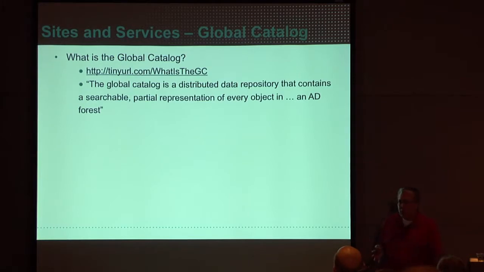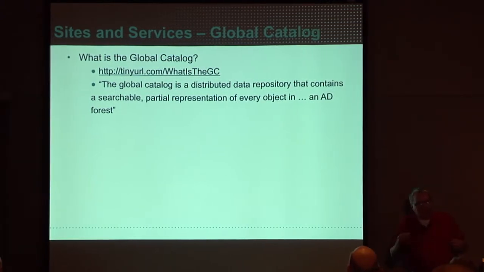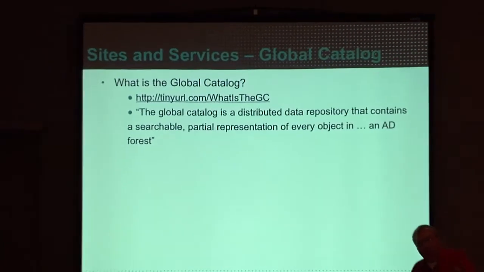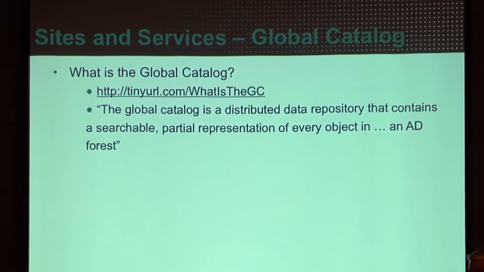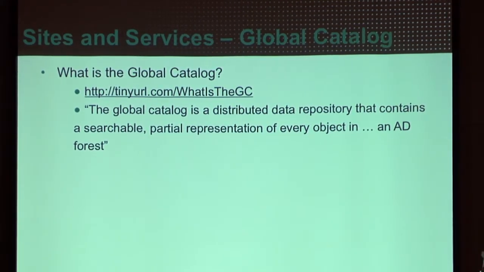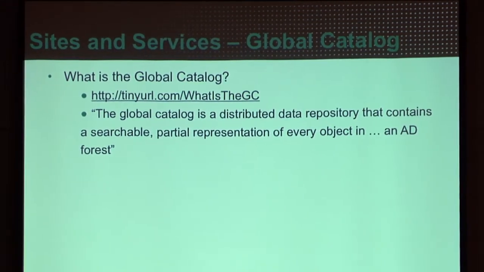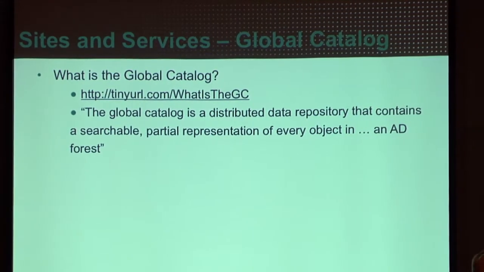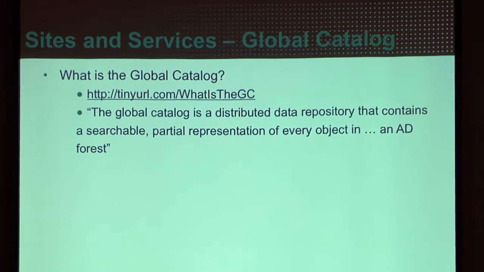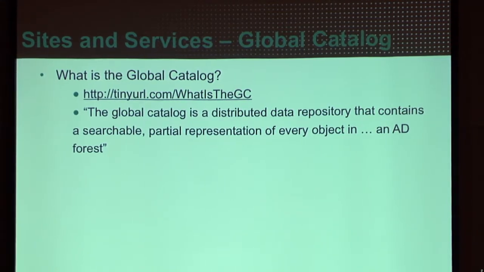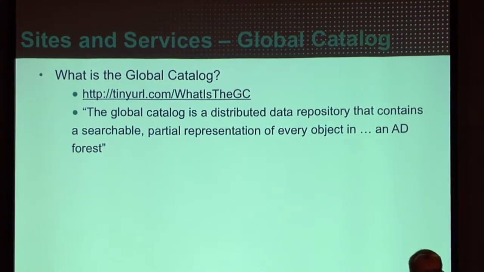Microsoft has a very nice article, and the global catalog is basically a distributed data repository that contains a searchable, partial representation of every object in an AD forest. Now, if you're in something like a Boeing or Citibank or something, you've got a huge AD forest. Every global catalog server in your environment contains a partial representation of every object in your AD forest. And it's in memory, which means that these domain controllers that have 1 gig and 2 gig of RAM are more than likely affecting your users' logon experience.